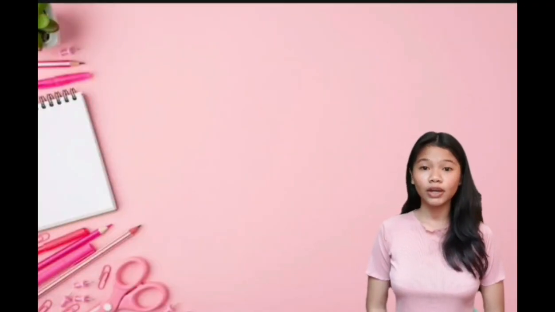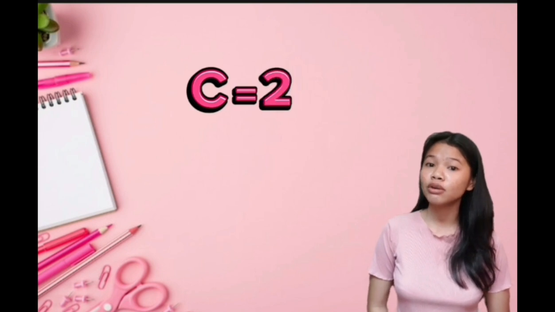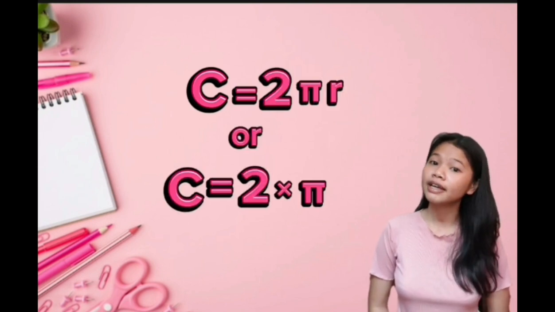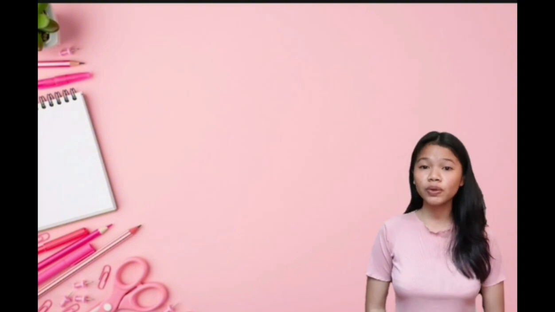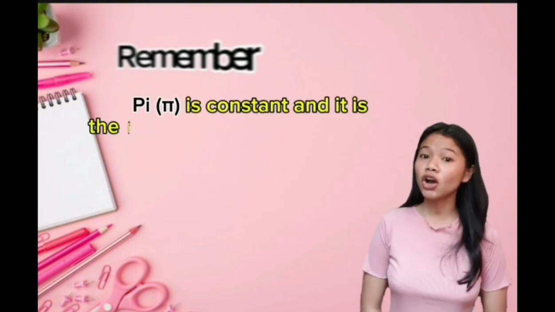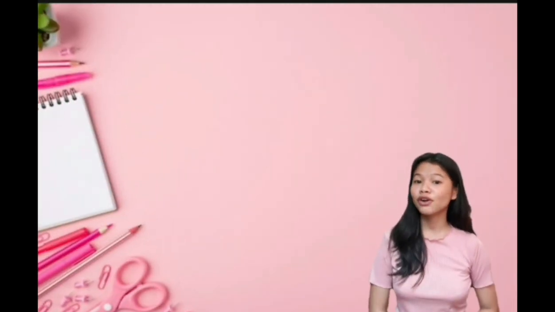Now, how can we calculate the circumference of a circle if we are given a radius? If we are given a radius, we can use the formula circumference equals 2 pi r, or C equals 2 times pi times r. Before we dive into solving, always remember that pi is a constant and it is the ratio of a circle's circumference to its diameter. Now let's dive into our solving.